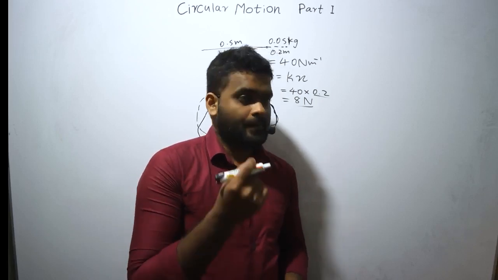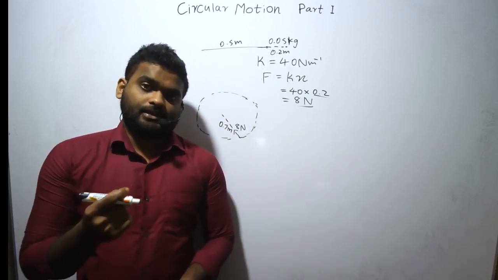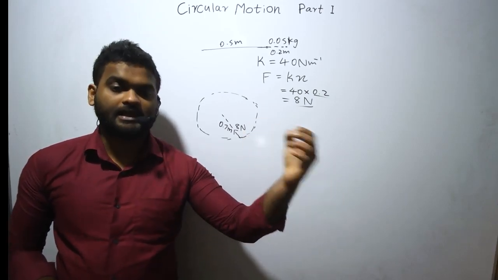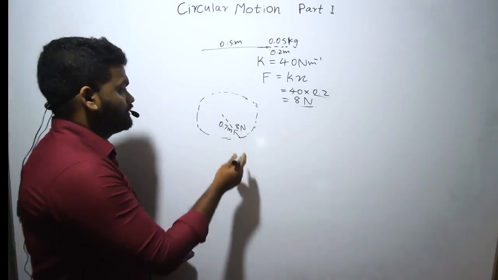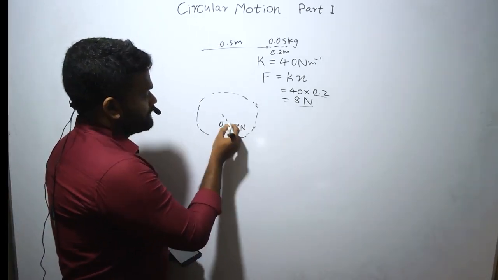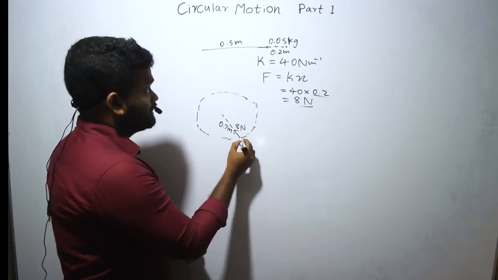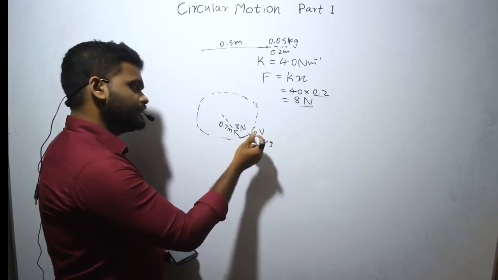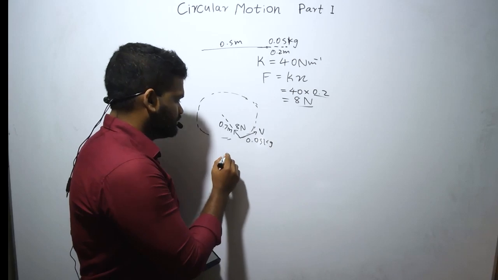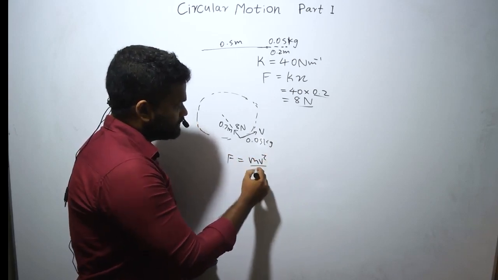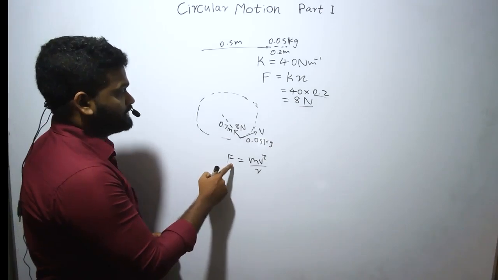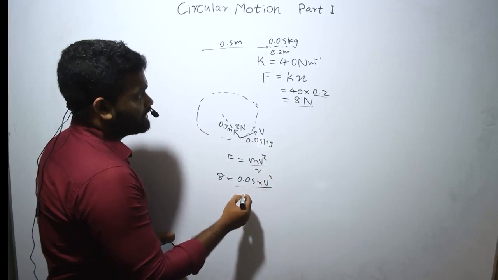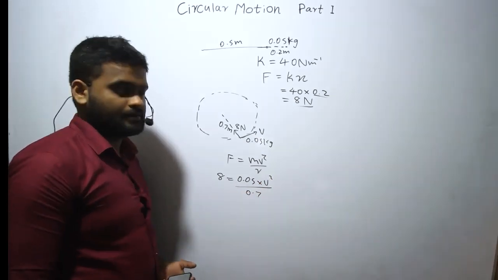The difference is that for extensible strings, with extension, tension increases proportionally. Now we know the centripetal force, the radius, and the mass is 0.05 kilogram. What they ask is the tangential velocity for this to happen. You just have to use this equation: F equals mv squared divided by r. So the force is 8, mass is 0.05, and r is 0.7.